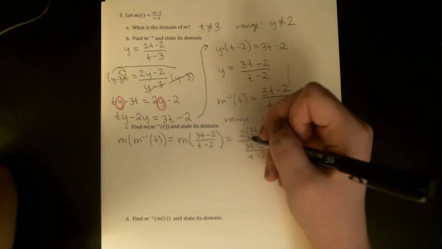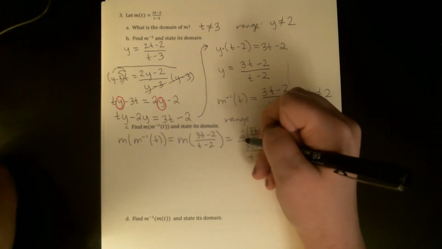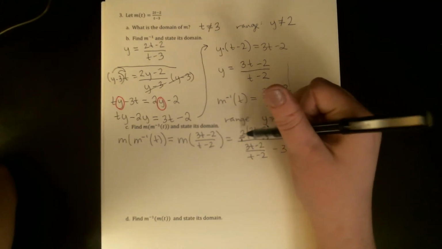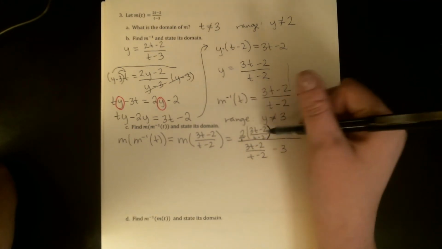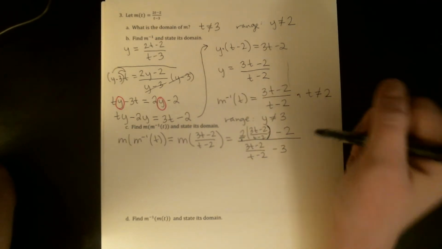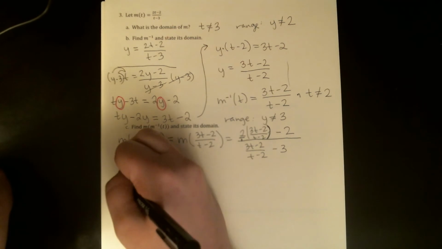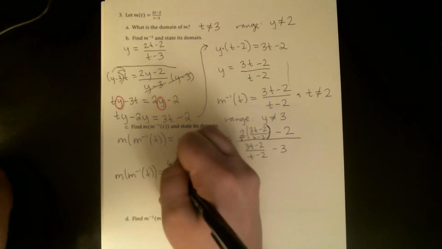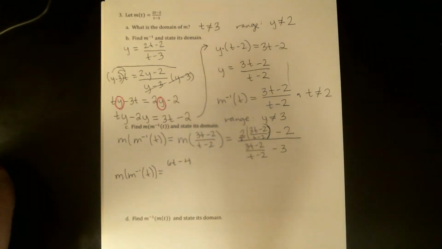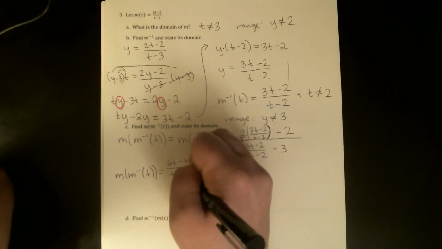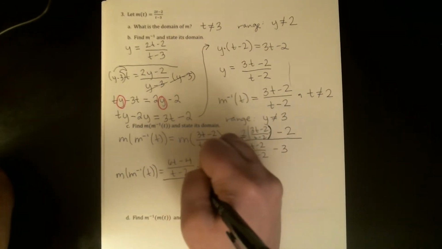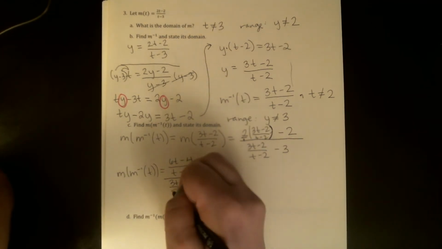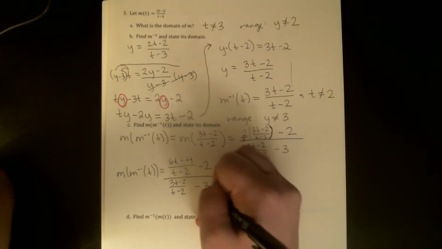The very first thing I'm going to do is deal with the parentheses on the top. You can go right for clearing fractions, but I see people make mistakes, so I want to make sure we deal with this correctly. I'm going to multiply the 2 in. It only multiplies by the top of the fraction. This is a 2 over 1, not a 2 over 2. Which means, as of right now, I have m of m inverse of t equal to 6t minus 4 over t minus 2 minus 2, all divided by 3t minus 2 over t minus 2, subtract 3.